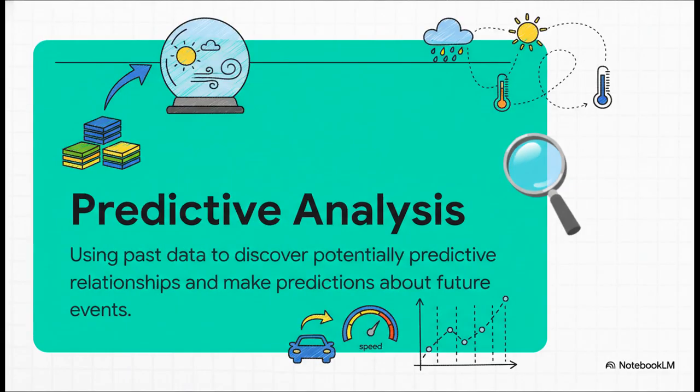And finally, my personal favorite, predictive analysis. This is the power to see the future. This is where we use past data to find those hidden relationships and make predictions. For example, we can build a model that predicts a car's braking distance based on its speed. And guess what? This is the power we're going to use to answer our weather question.